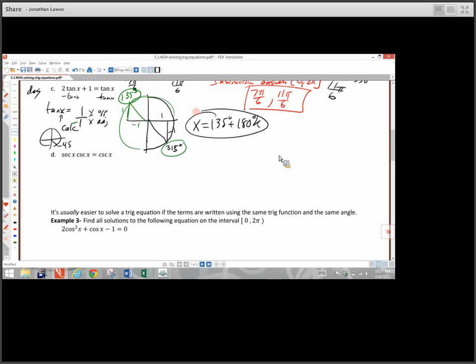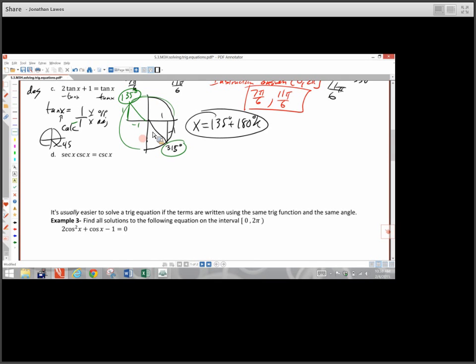Now, if we wrote 315 plus 180K, would that be okay? What if we wrote -45 plus 180K? Neither one of those would be as good as this. Usually we start with the smallest positive angle we can. So we wouldn't use 315 because 135 is smaller, and we wouldn't use -45 because it's negative. Not a huge deal, but this is just a little more standard way to write that. Any questions? Does everybody see why these are 180 degrees off?